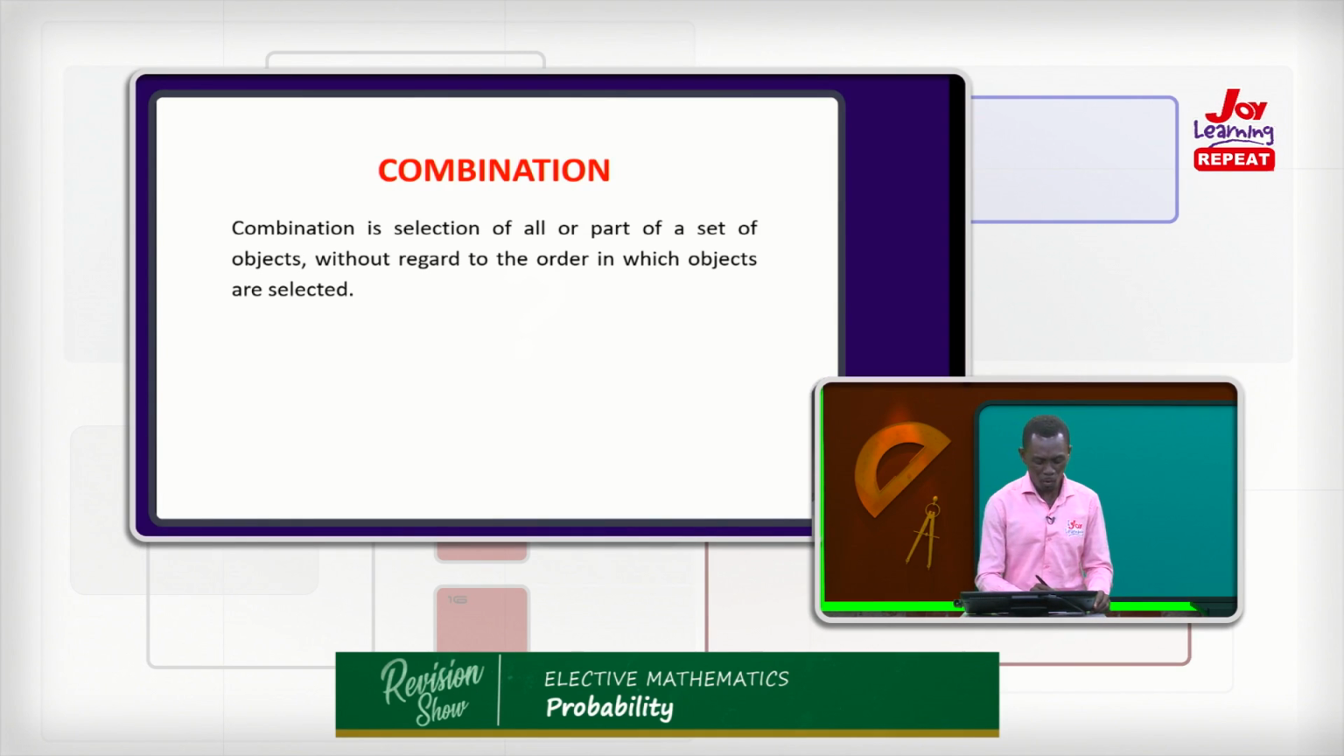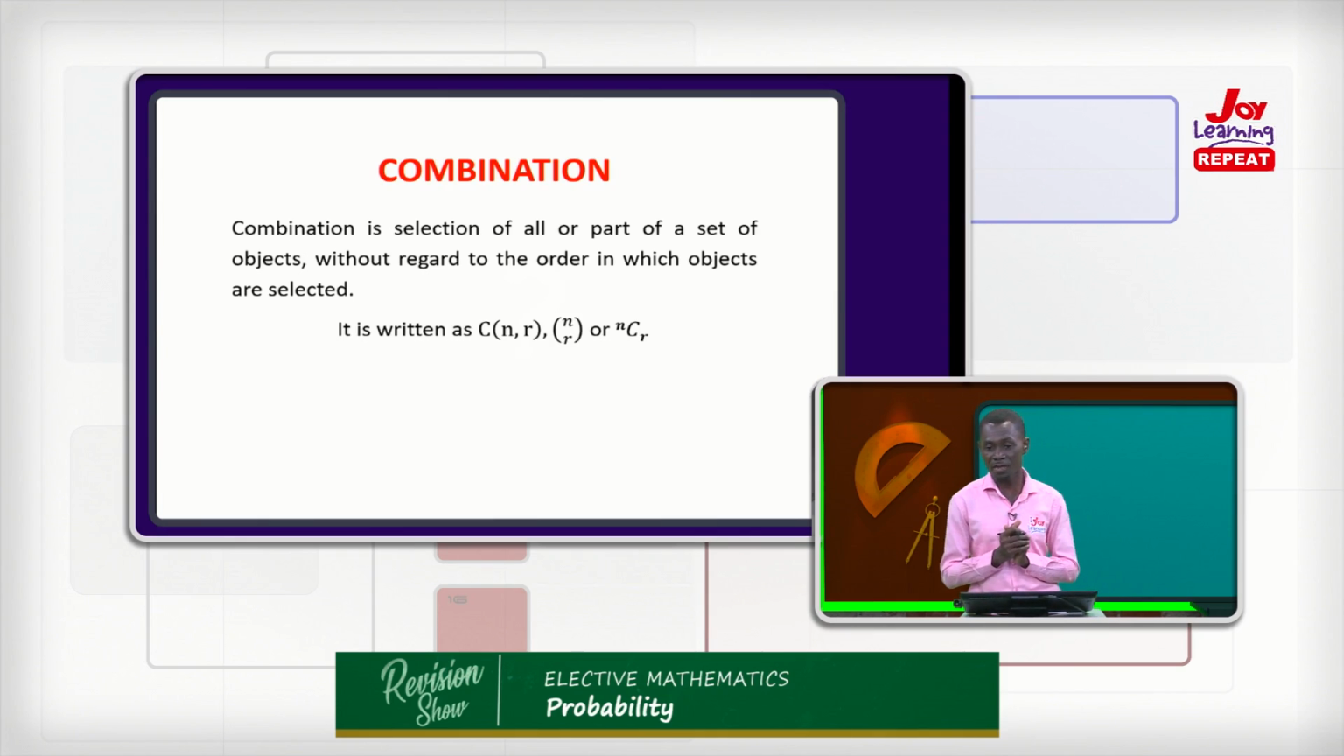So how do we do it? We write it as C n of r, or nr in the vector-like form, or n combination r, which is one of the most popular ways of representing it. What does that mean? The n there means the total sample space you're dealing with, and r is either your success or failure, depending on what you're looking for.